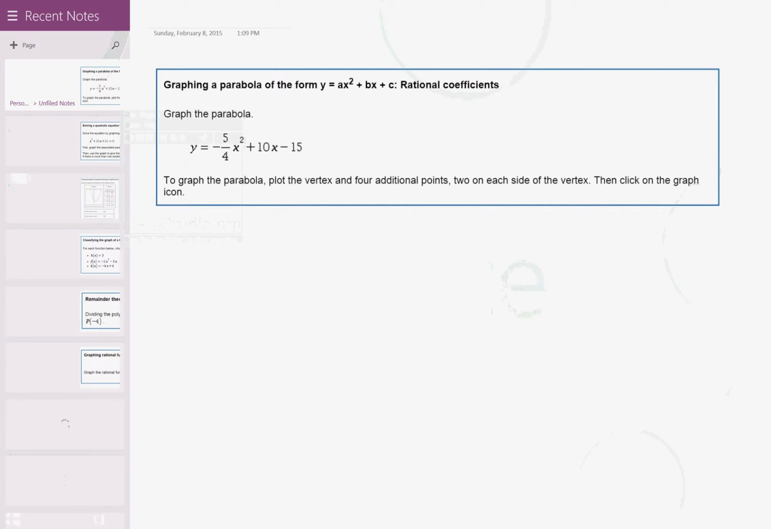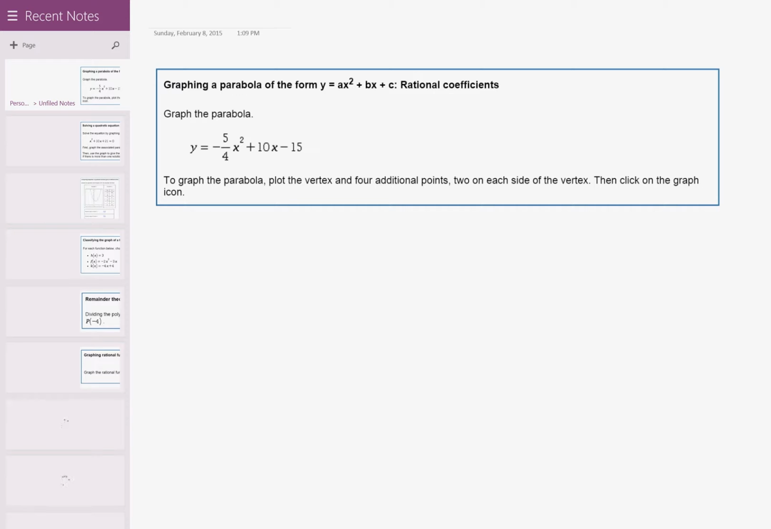Want to graph a parabola of the form y is equal to ax squared plus bx plus c given rational coefficients. And I really think that the purpose of this type of problem is just to increase frustration among students.